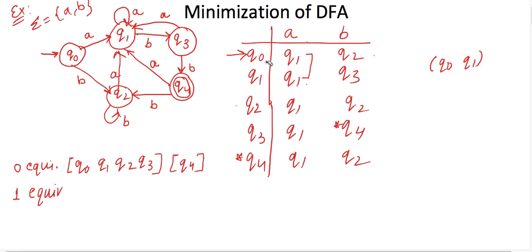Now see, q0 and q1 at input b are reaching q2 and q3. You have to watch this: q1, q2 and q3. q2 and q3 are in the same group. That is why we can say that q0 and q1 fall under the same group. I think you got it now.